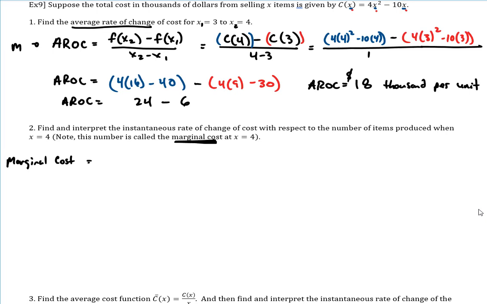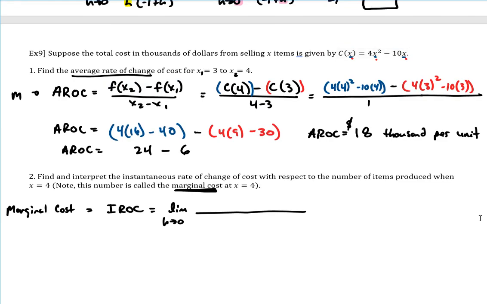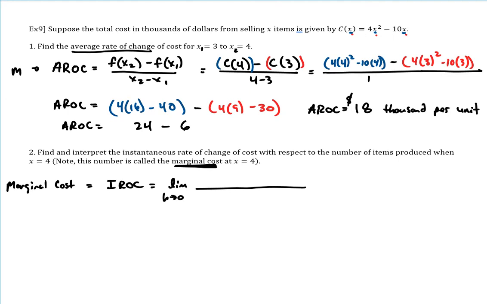So marginal cost is equal to the instantaneous rate of change, which has our equation, the limit as h goes to 0 of, okay, so instead of f of x, since we have a cost function, let's set this up as c of x plus h minus c of x over h. Remember it's usually f, but because our function here is c, I'm going to use c. Okay, and then now it's our scenario where we want to simplify each of these.